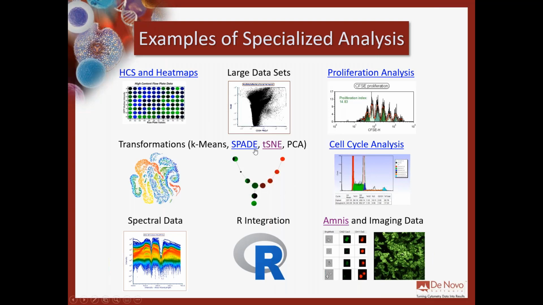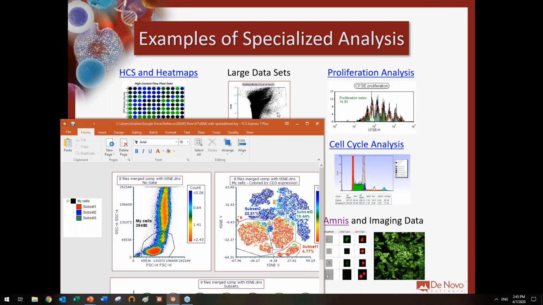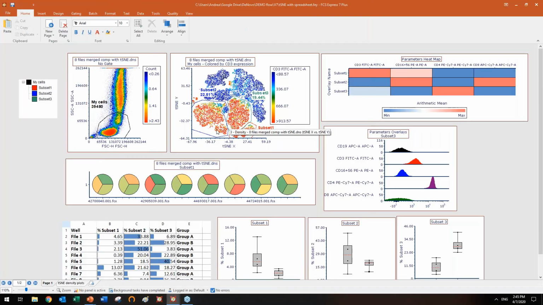I'm just going to show you an example of tSNE, because tSNE is really, let's say, diffused nowadays. Everyone wants to run tSNE. Everyone asks about tSNE. It's just an example. We have tSNE, SPADE, K-means, PCA, and we will soon release FlowSOM and UMAP. So we are always working to implement and integrate new algorithms.